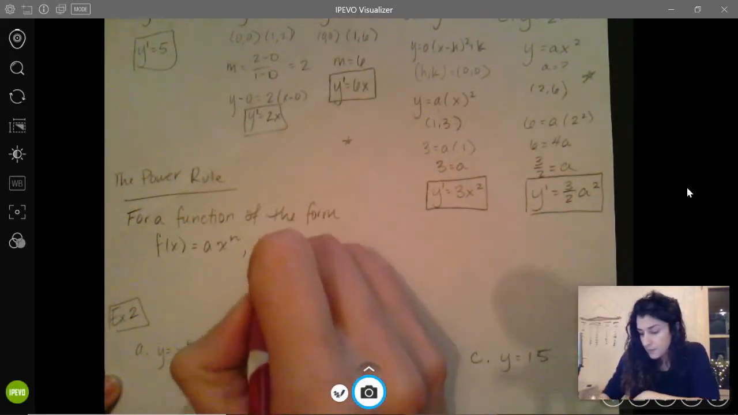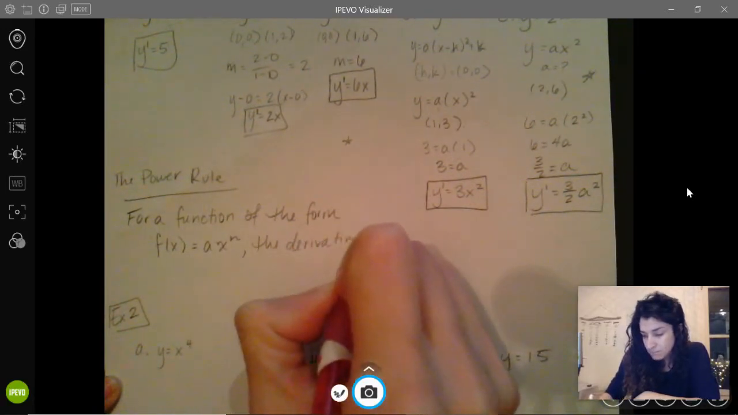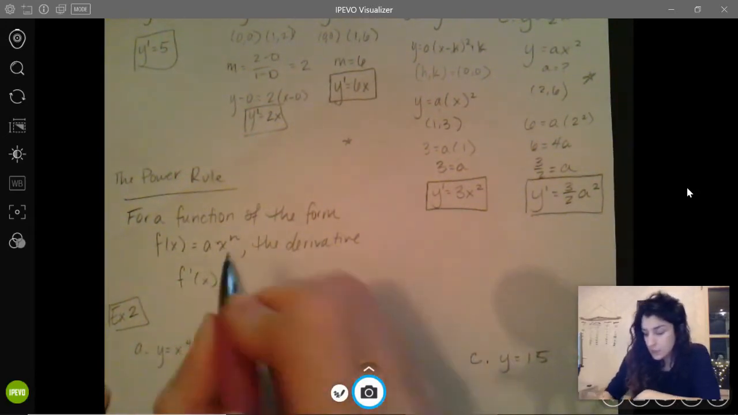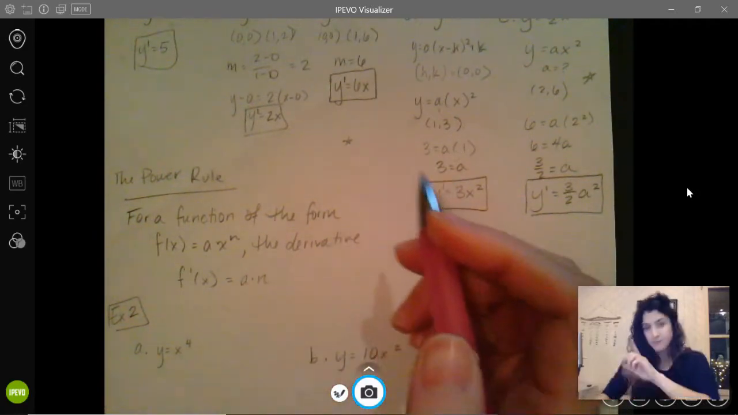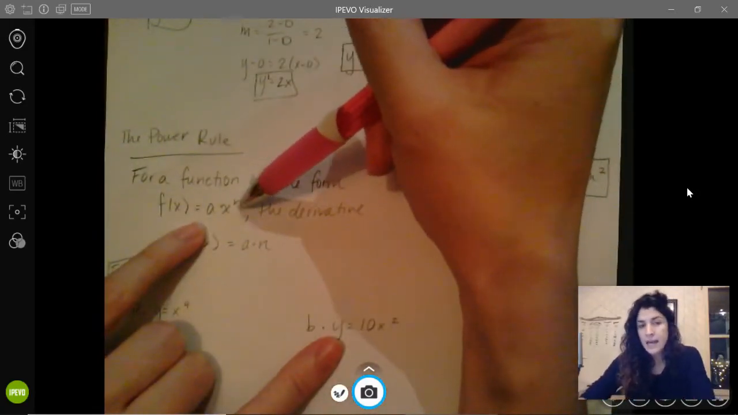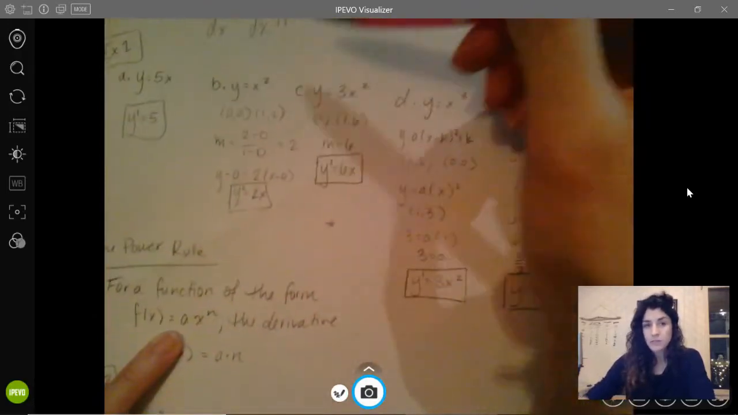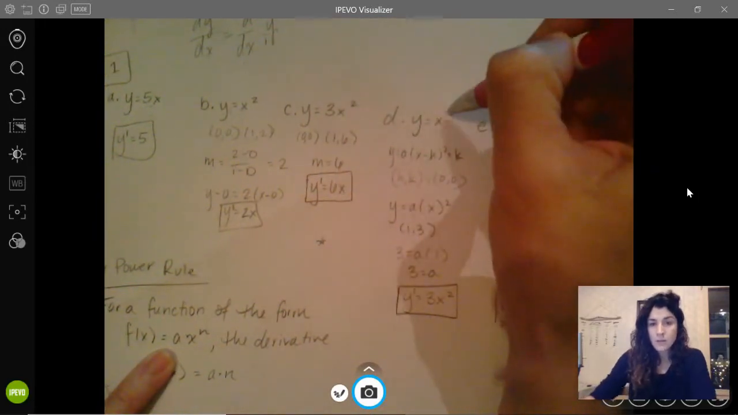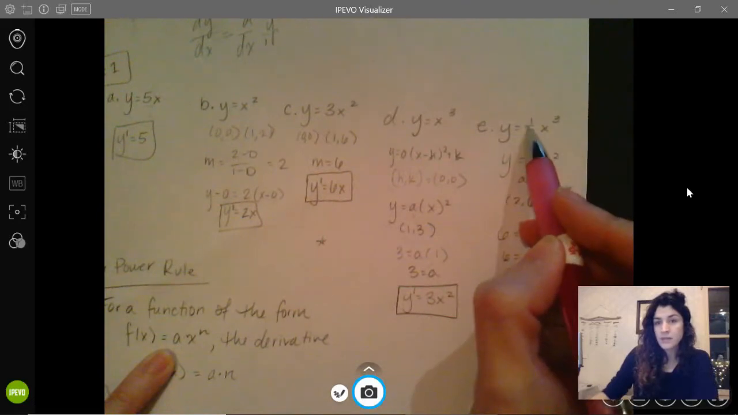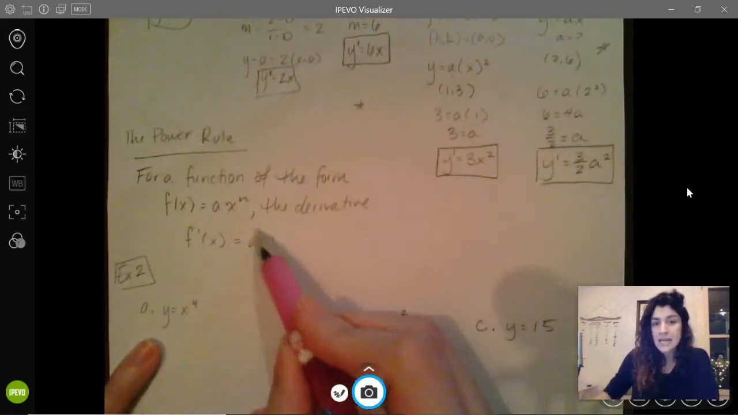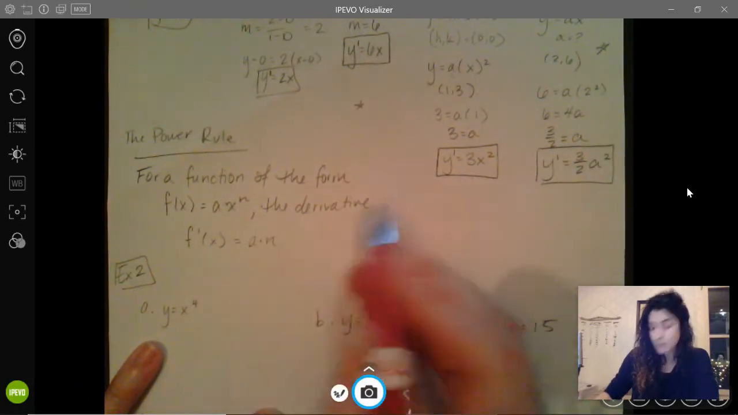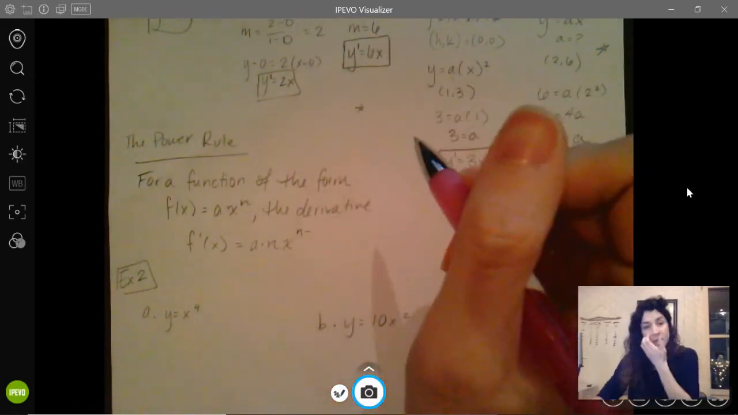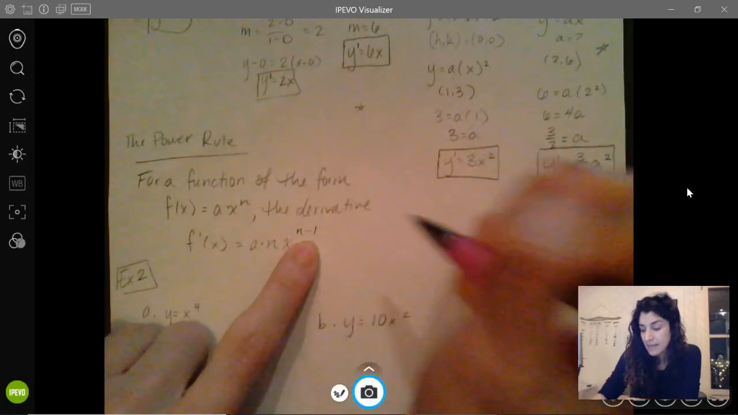The derivative takes the form f prime of x, right? Prime meaning derivative, equals a times n. So think about that. We take the exponent and we multiply it to the coefficient, right? 2 times 1, 2 times 3, 3 times 1, 3 times a half. So we take our coefficient and our exponent and we multiply them together, and then we still have x there. But now what happens to the exponent is we have one less of it, n minus 1.